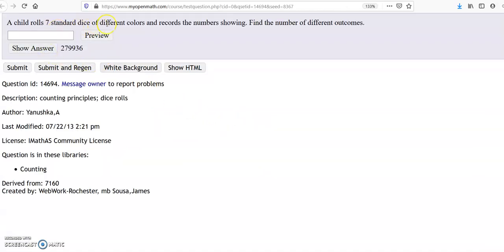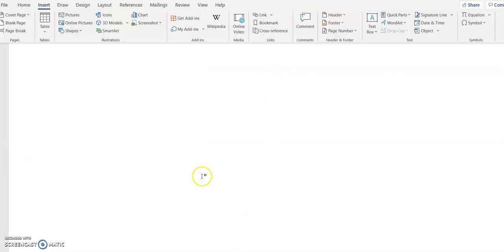Okay, there's 7 different dice of different colors and records the numbers. Find the number of different outcomes. Well, a standard dice has 6 numbers on it, so I assume that's what they mean by standard. And I'm going to roll 7 of them. So the total number of outcomes is 6, because that's how many different numbers are on the dice, and we're going to roll 7 of them. Raise that to the 7th power. So I go 6, which is the number of outcomes on each dice, and raise to the 7th power, which is how many dice that we're rolling.